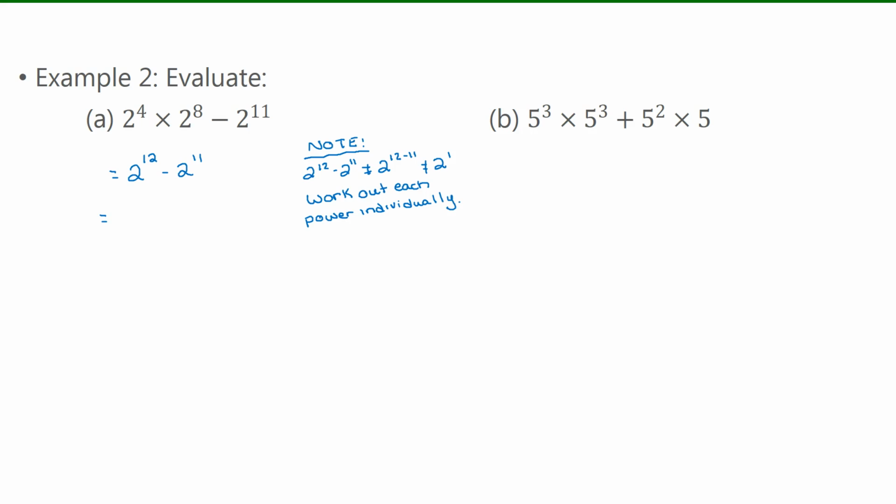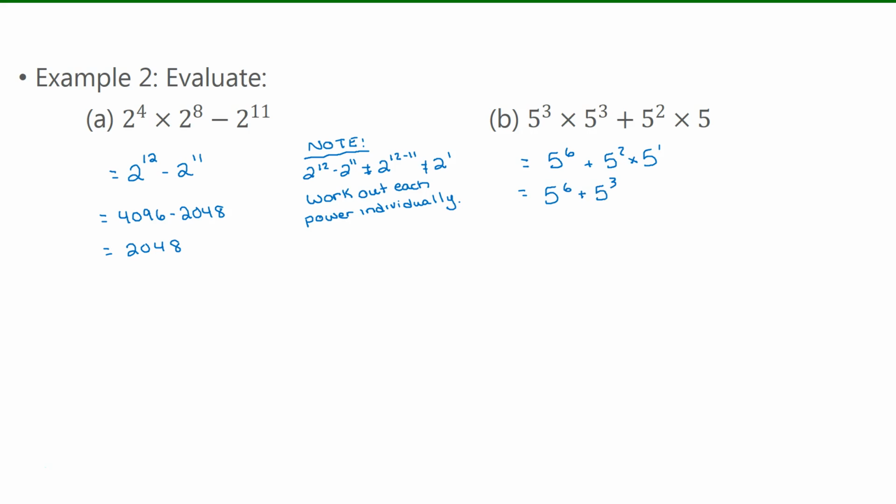So now 2 to the power of 12 is 4096. 2 to the power of 11 is 2048. When I subtract those, I get 2048. Now for B, I'll start with the multiplication of 5 cubed and 5 cubed. It gives me 5 to the 6. Now I'll do the other multiplication, 5 squared times 5, remembering that the 5 has an exponent of 1 there. So now I need to add 2 plus 1 together to give me 5 cubed.